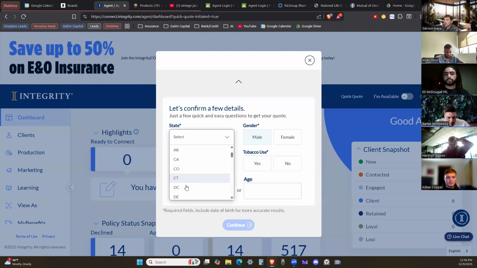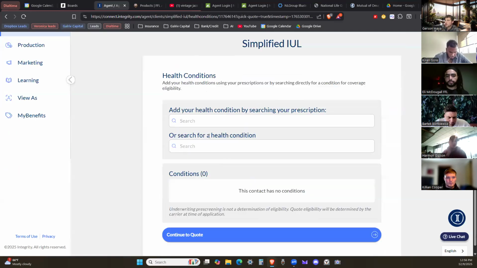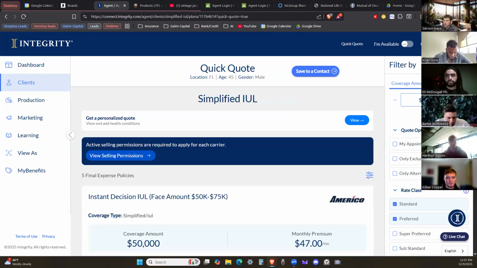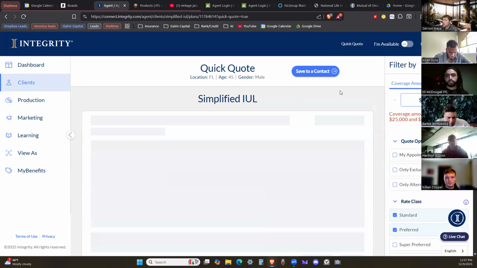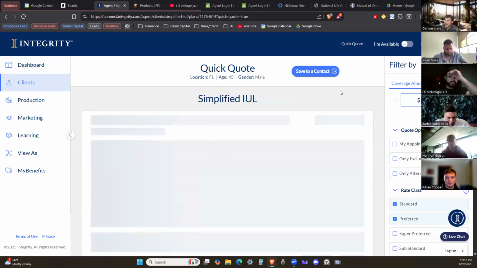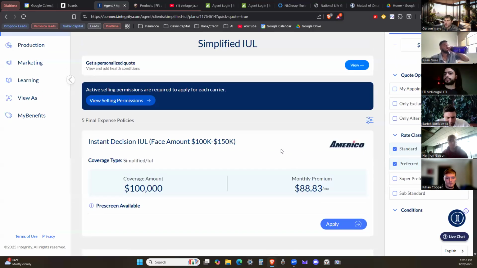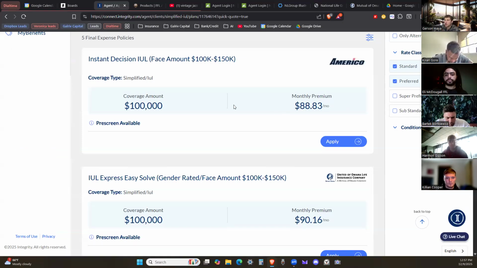So let's do male in Florida, no tobacco use. He's 45 years old. Let's get to it. Simplified IUL, no health conditions. Thank God, the guy's healthy. Looking for 100K. Let's see what it looks like across all the carriers. The actual price of just a death benefit focused IUL. This is simply an easy solve, looking for the most amount of permanent coverage. Americo would be the cheapest, $88.